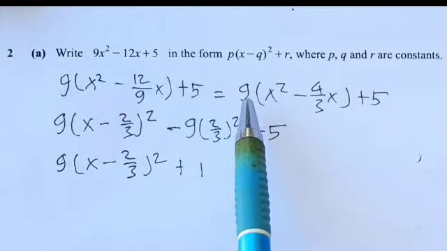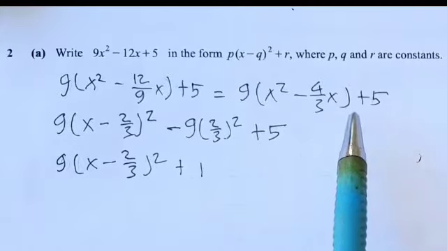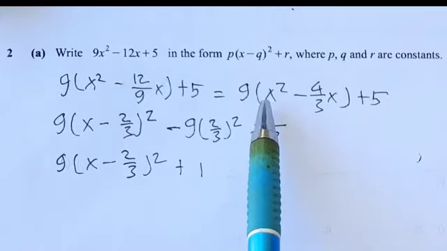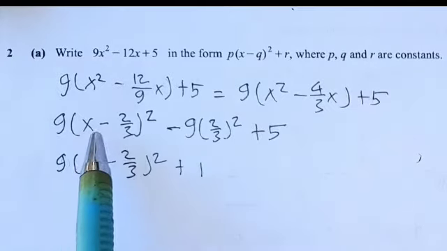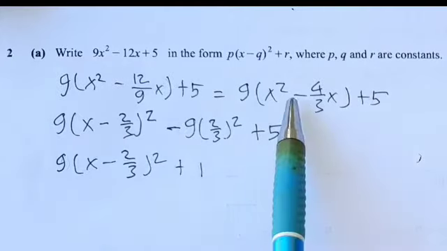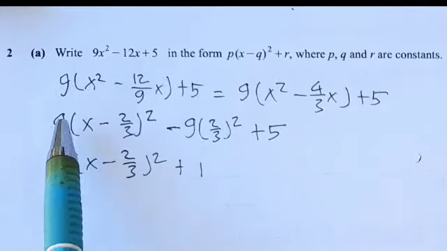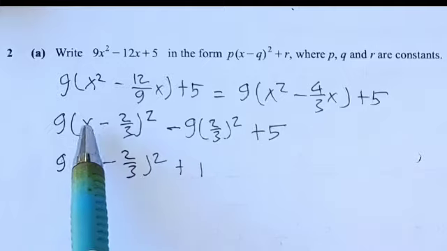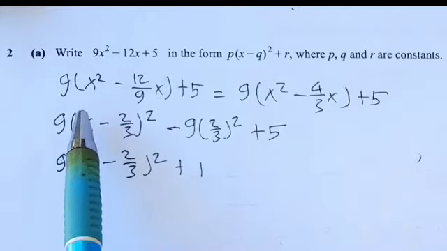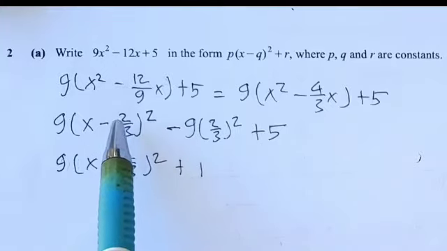Thus this equals 9 times (x squared minus 4 over 3 x) plus 5. Next step, we make this a perfect square. Thus that is 9 times (x plus half the coefficient of x), minus 4 over 3 times half, that is minus 2 over 3. Thus (x minus 2 over 3) squared. Now if we expand this, (x minus 2 over 3) squared is x squared minus 2 times x times 2 over 3 plus (2 over 3) squared.